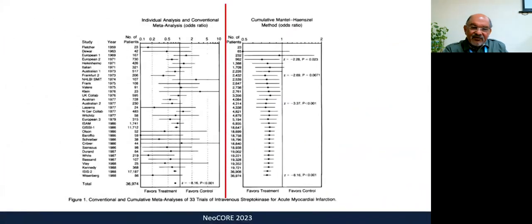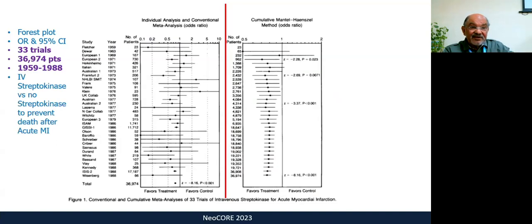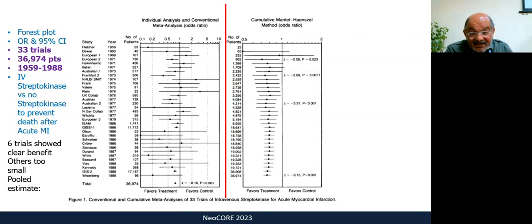Now, if you look to the left of the line, what you see is a forest of lines. This is called a forest plot. Each line represents an odds ratio and 95% confidence interval of 33 trials done on 36,000 odd patients over 30 years. They're comparing IV streptokinase versus no streptokinase to prevent death after myocardial infarction, right? Six trials clearly showed benefit. The rest of them are too small, with wide confidence intervals, right? But when you did a meta-analysis, a pooled estimate, it shows that the treatment, streptokinase, saves lives.